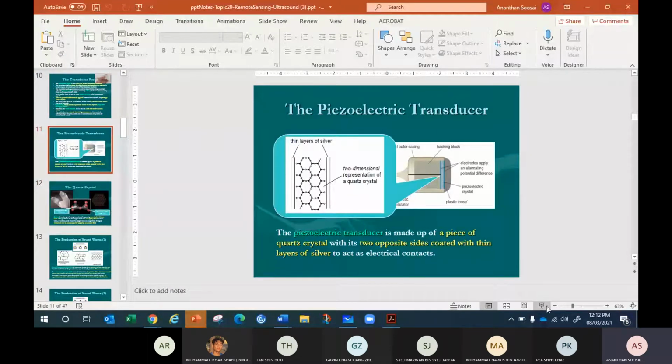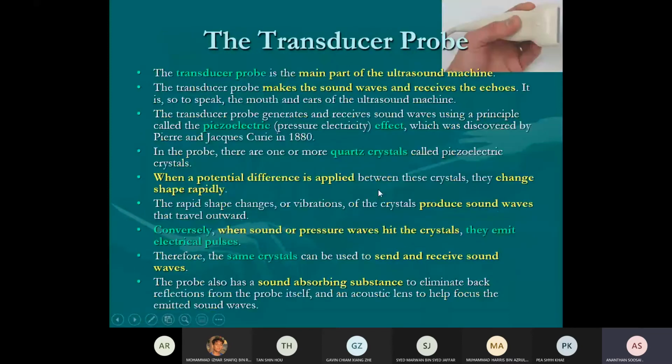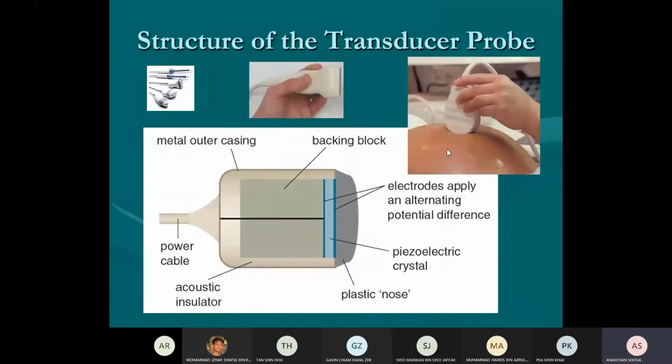This is the piezoelectric transducer. It's actually a part of the ultrasound machine. This one is a different type. The piezoelectric transducer senses pressure. In other words, pressure of sound. Different sounds give different pressures.